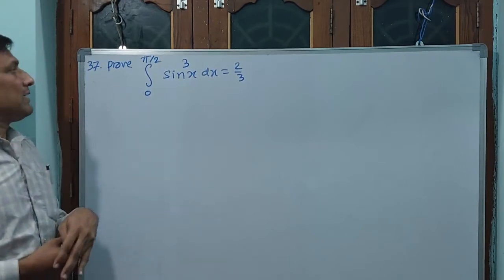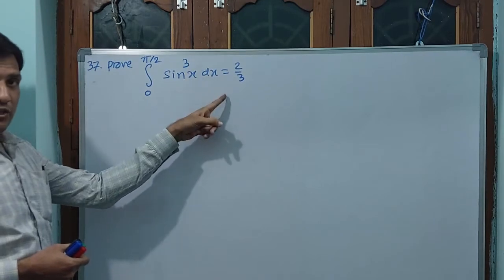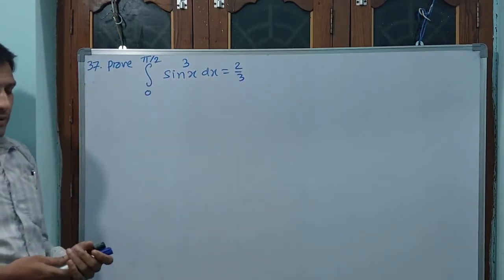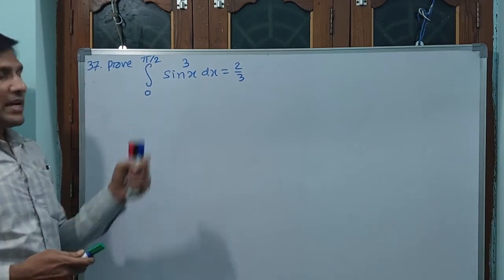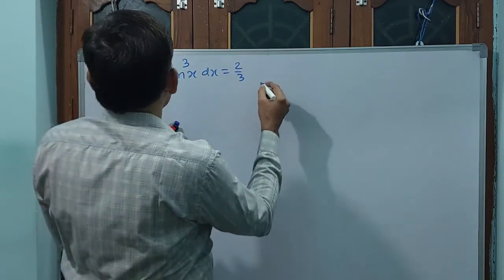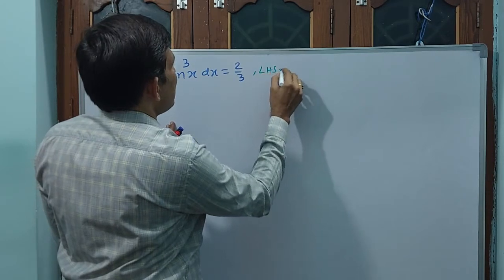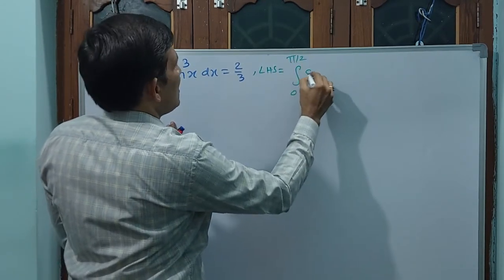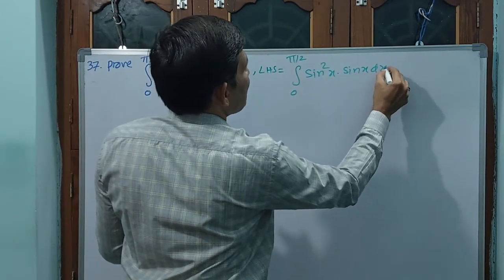Question number 37. Integral 0 to pi by 2 sine cube x dx is equal to 2 by 3. You have to prove. First modify this LHS. See how I am writing. Sine cube x I am taking as sine square x into sine x. LHS I am writing: integral 0 to pi by 2 sine square x into sine x dx. Is it okay?